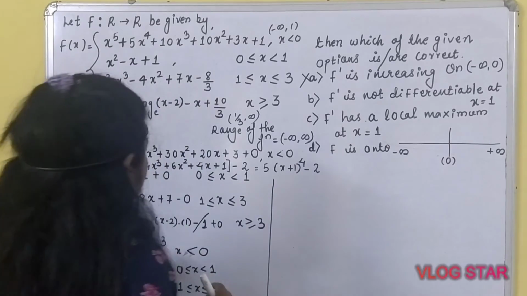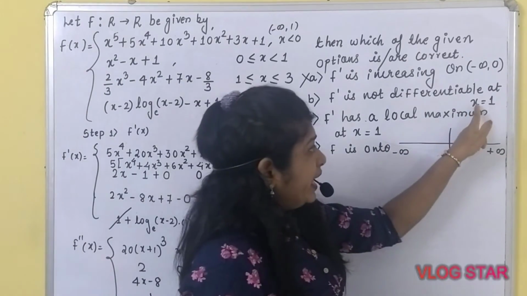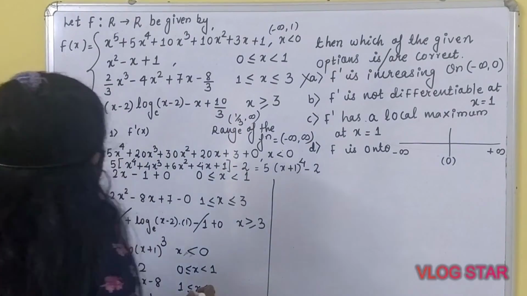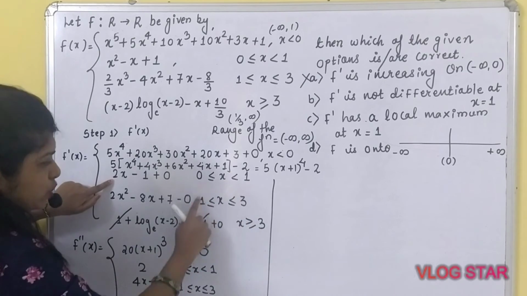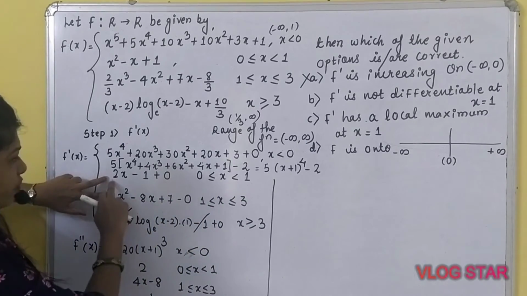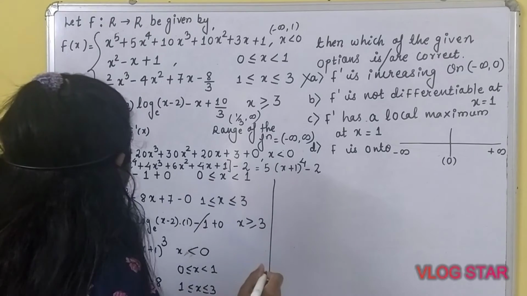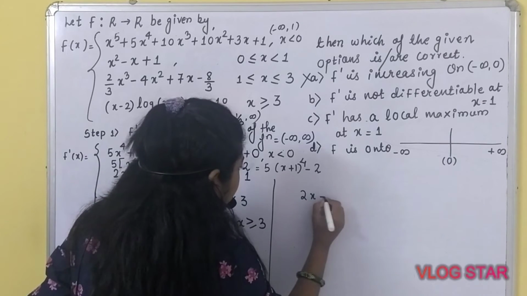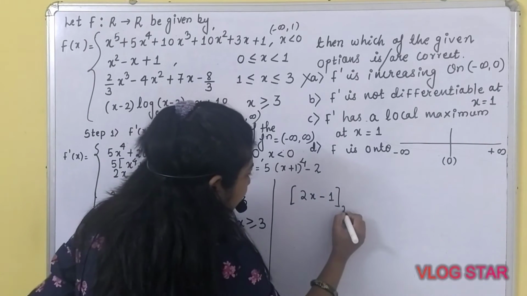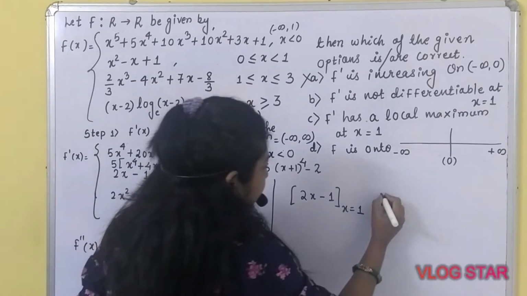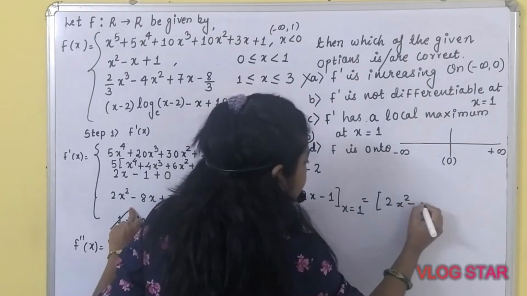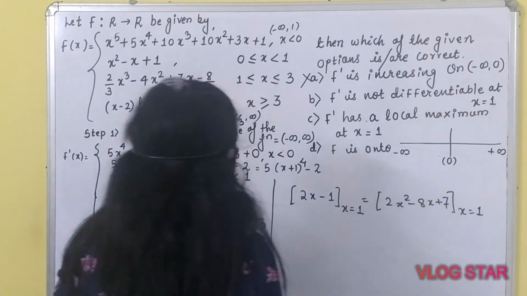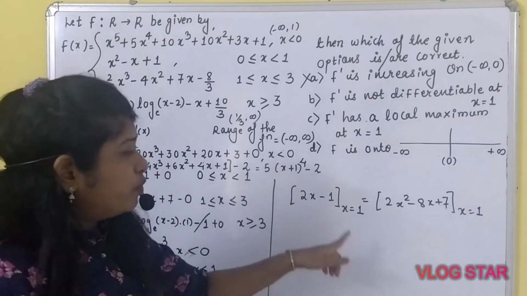We can take any function, not any function. We have to take the function at x is equal to 1. So if I consider f dash of x at x is equal to 1, we need to consider these two functions. If you are going to take the derivatives, let's consider 2x minus 1 at x is equal to 1 and 2x square minus 8x plus 7 at x is equal to 1. So we need to substitute the value of 1 in this case.